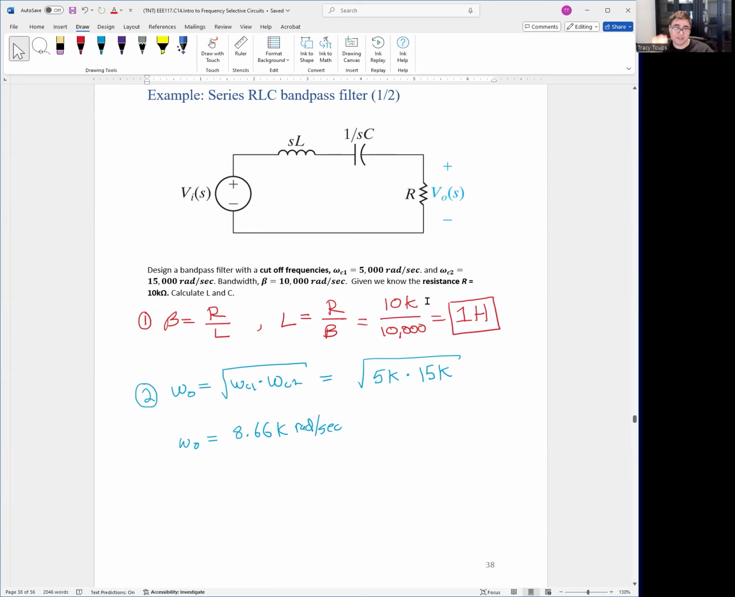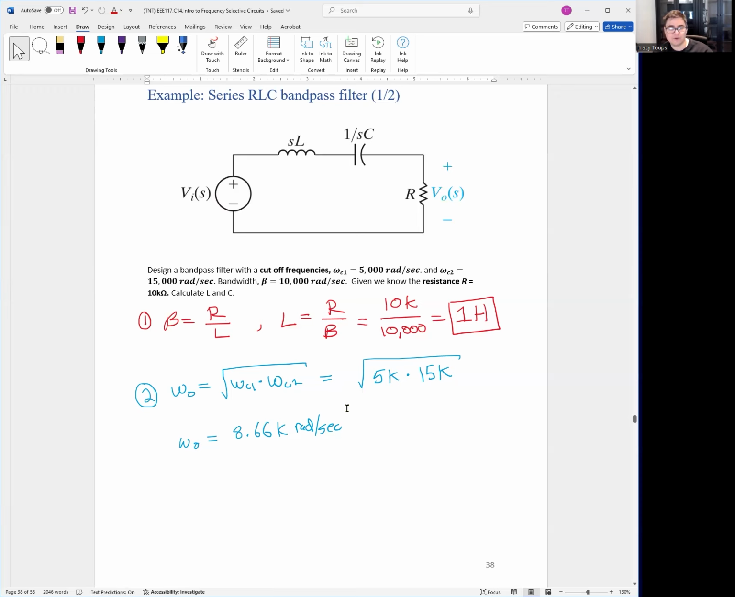Now I would strongly suggest just have a list of all those equations. You have like 7 of them, and just use whichever one's most convenient. Right? There's no one way to do it. The way I did it is I said, well, I know ωC1 and I know ωC2, so I can find my center point frequency. Right? So ω0 is just the square root of ωC1 times ωC2, which is the square root of 5K times 15K, and it's 8.66K radians per second.